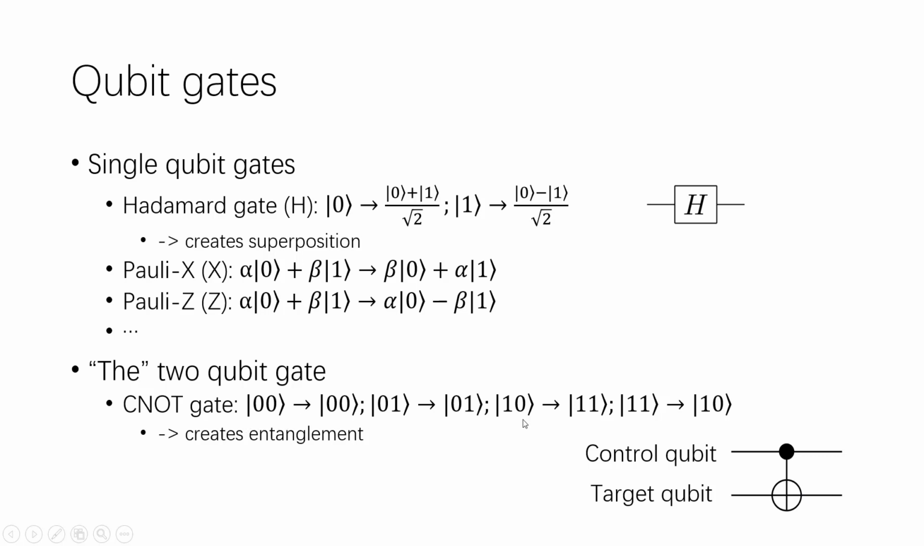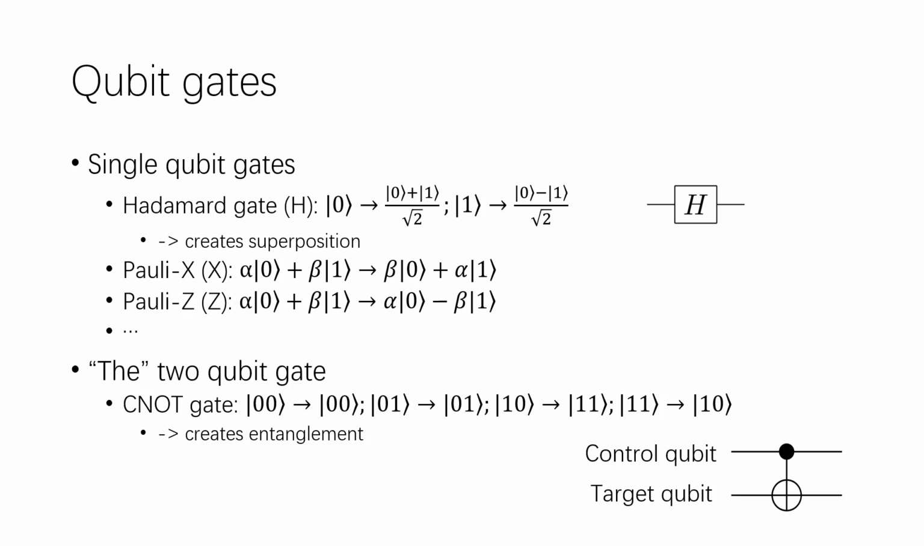That is what I write here. We say the first qubit is the control qubit, and the second qubit is the target qubit. And 0,0 goes to 0,0, 0,1 goes to 0,1, because the first qubit is 0, so we don't operate on the second qubit. It remains the same. But if the first qubit is 1, then 1,0 goes to 1,1, and 1,1 goes to 1,0. Then we flip the second qubit. And in this case, we create entanglement between the control qubit and the target qubit because now they are not independent of each other.